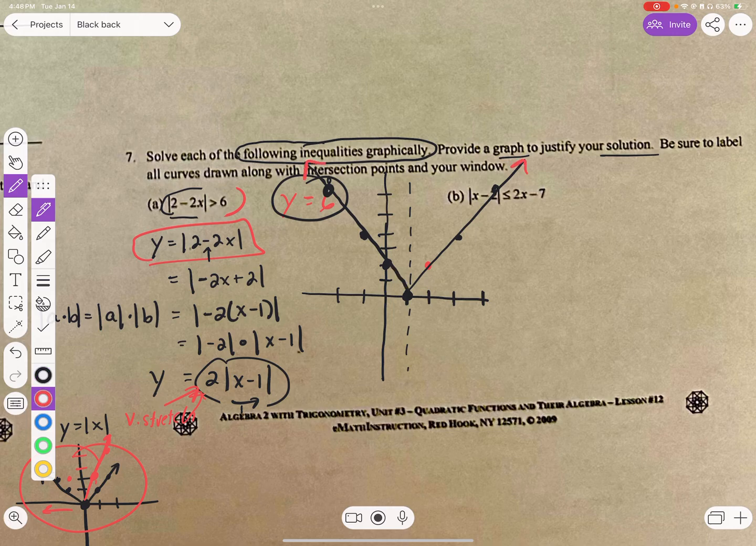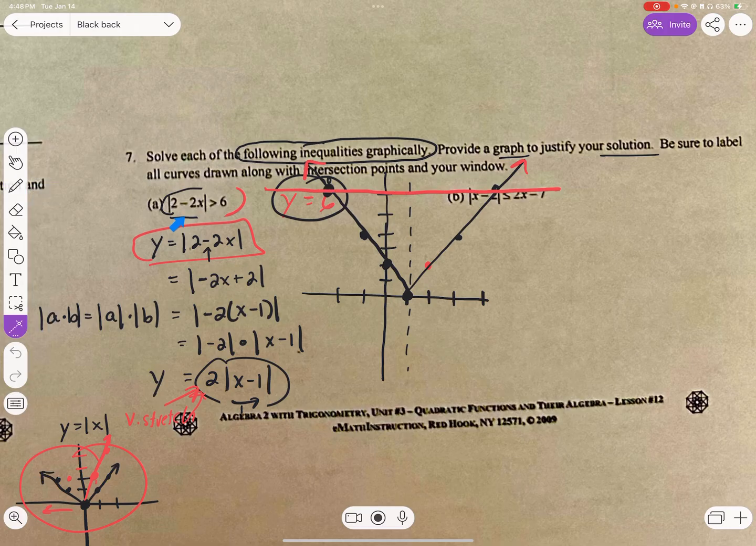Here's the equation y equals 6. It's just a horizontal line right there. And so now I can see, when is the absolute value part greater than 6? So right here at this point, this is at x is -2. I'm up here at 6.